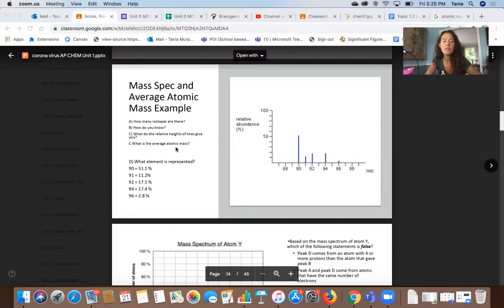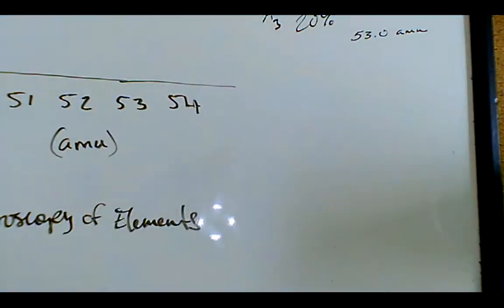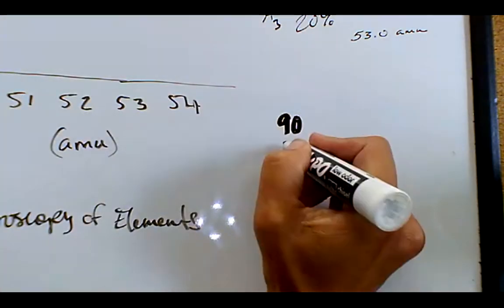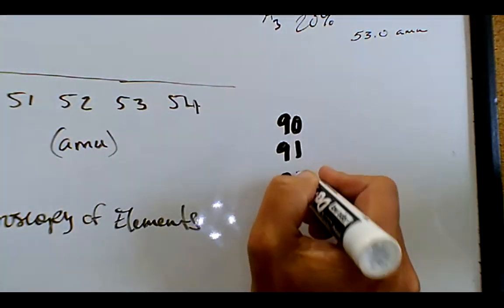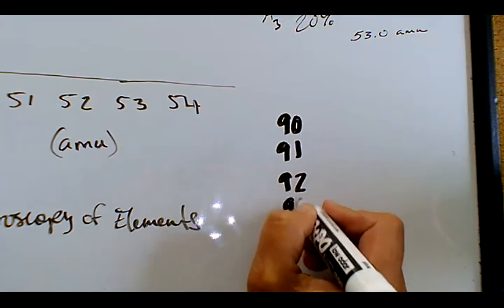What is the average atomic mass? Well, let's calculate the average atomic mass. We know how to do that, right? Let's go like this now, and let's calculate that average atomic mass. And what I'm going to do real quick is I'm going to write those numbers down. We had 90. I'm writing them down. I'll be back in a minute, and I will have them on my screen.